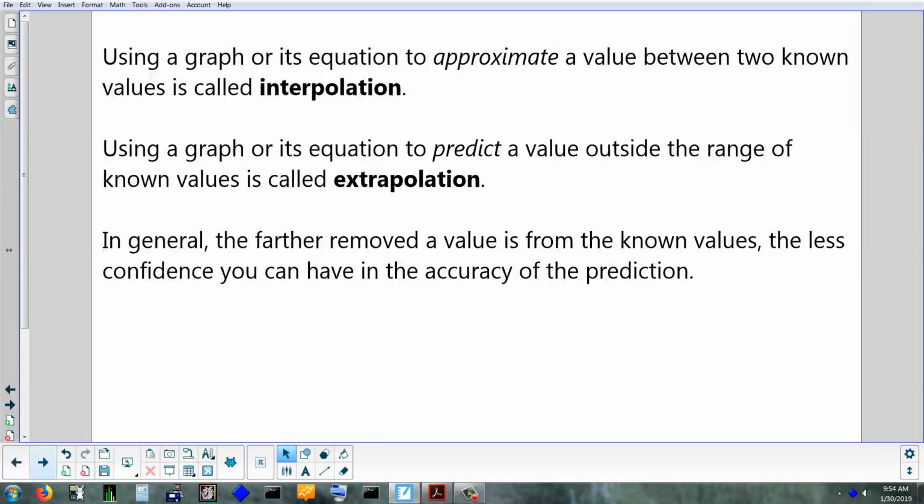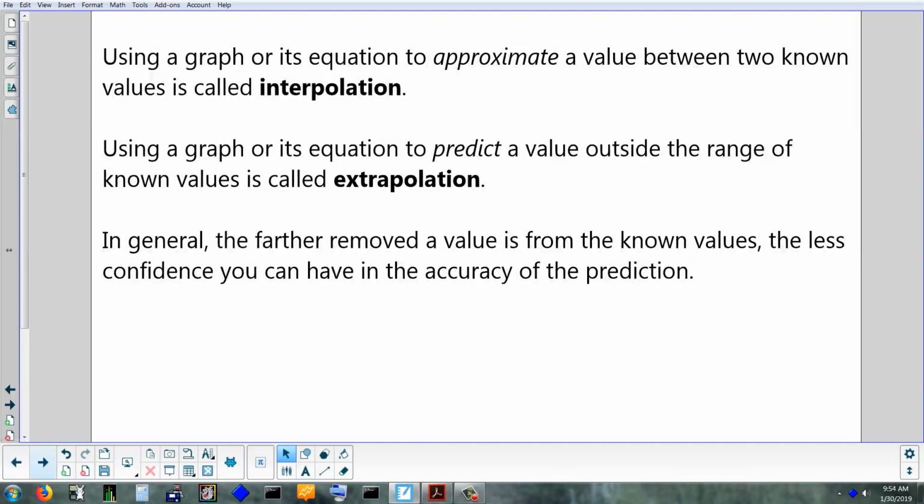So, guys, on your notes, you get a couple blanks to fill in. Using a graph or its equation to approximate a value between two known values is called interpolation. All right, we're gonna look at that in a second. Basically, what we're gonna do is take a number and plug it in for an x or y value.